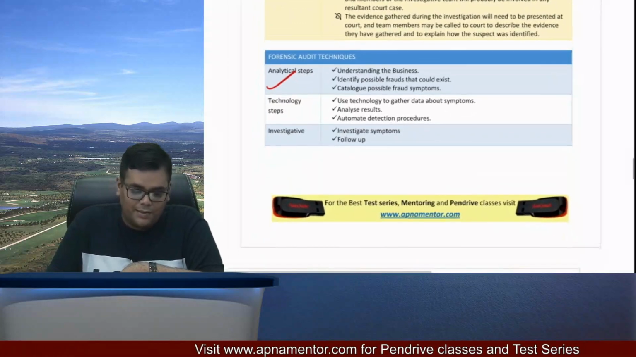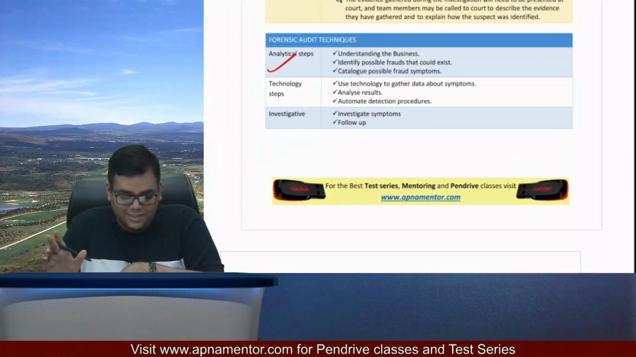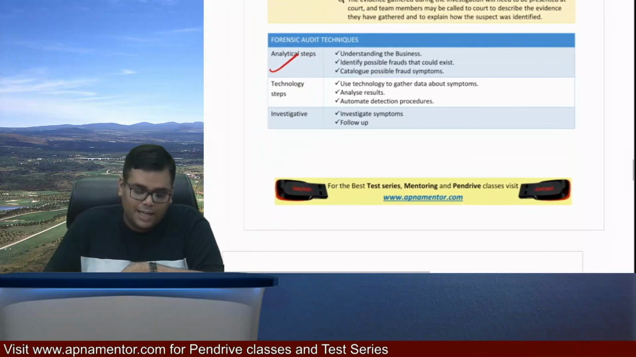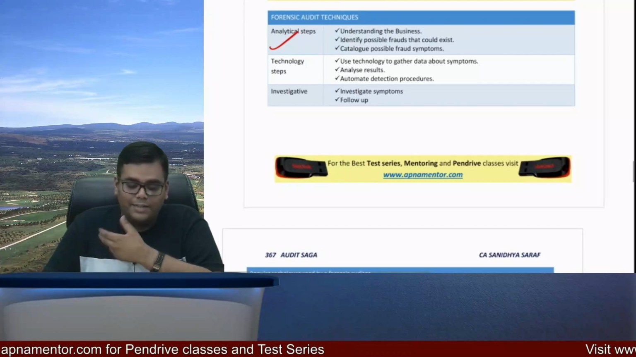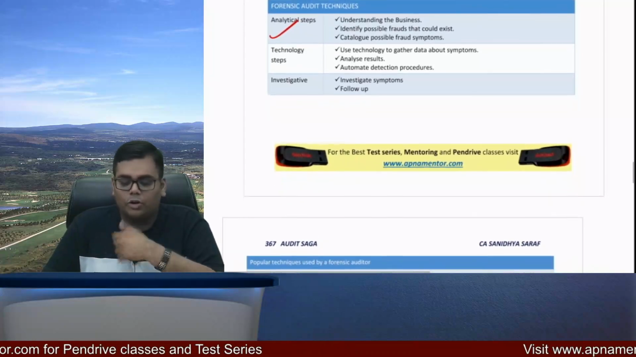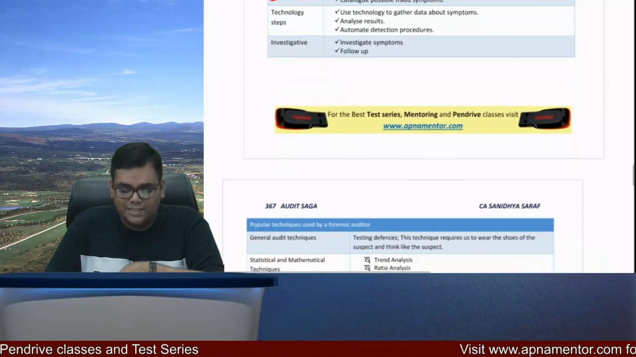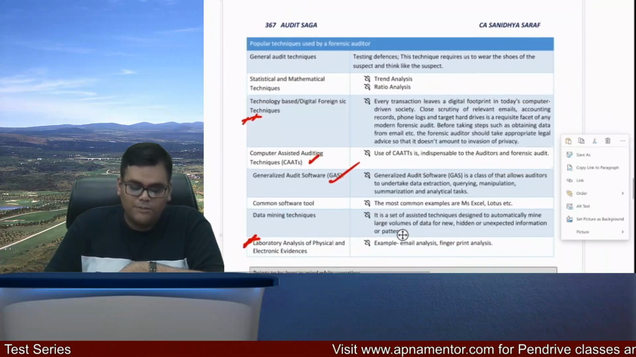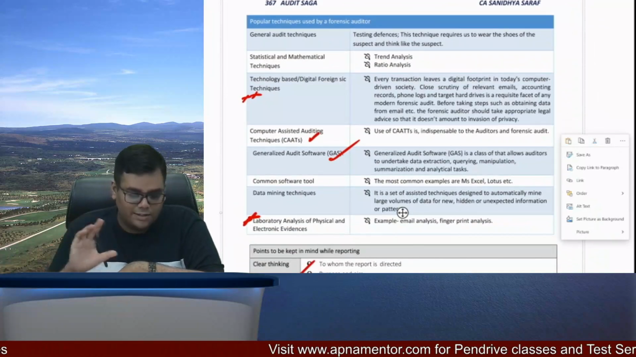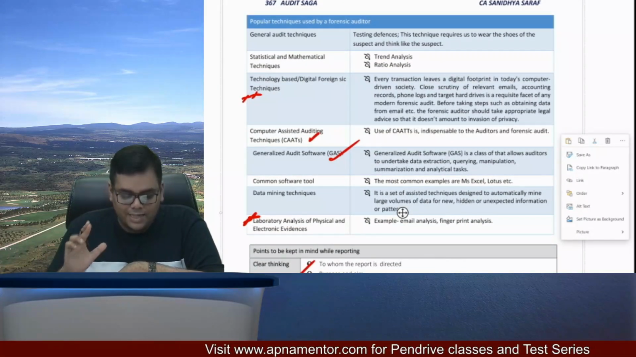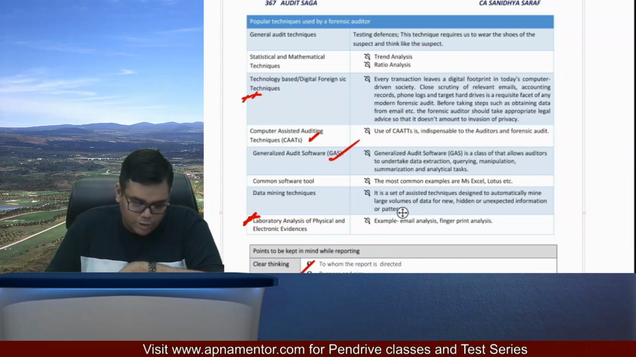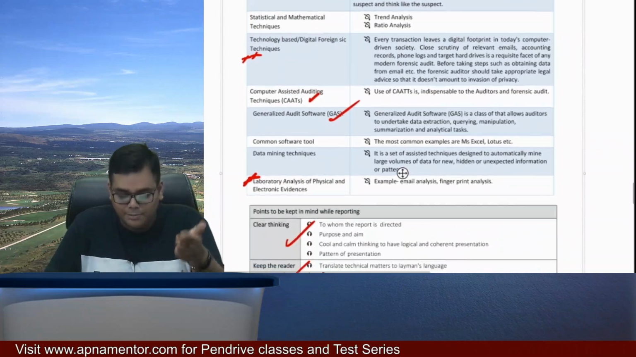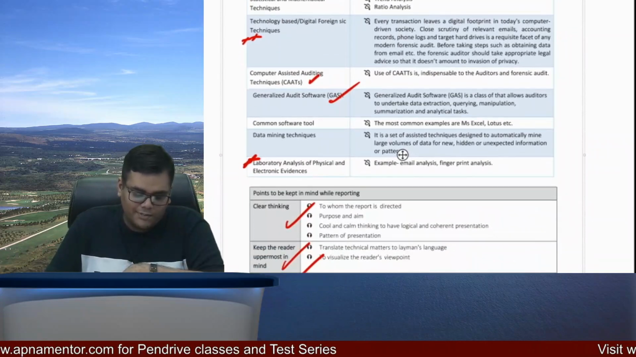Forensic audit techniques: analytical steps, technological steps, and investigative steps. Analytical steps mean understanding the business and identifying the possible fraud symptoms, and technological steps mean using technology to gather data about the symptoms, analyzing the results, and automatic detection procedures. And then we have investigative steps, like investigating symptoms and follow up. Popular techniques used by forensic auditors: some are the common audit techniques like general audit techniques, statistical mathematical techniques, CAATs, GAS, common software tools, data mining techniques, and then we have the advanced techniques like technology-based techniques, and laboratory analysis of physical and electronic evidences.